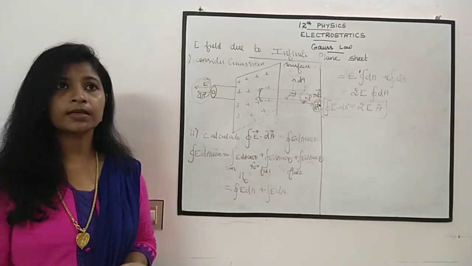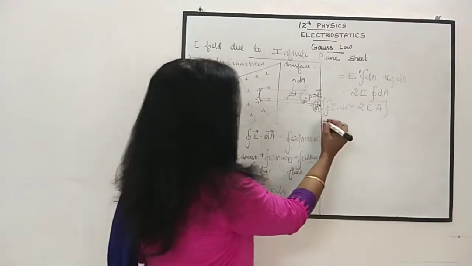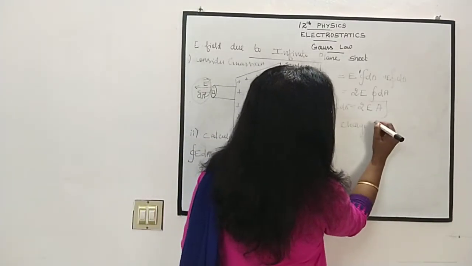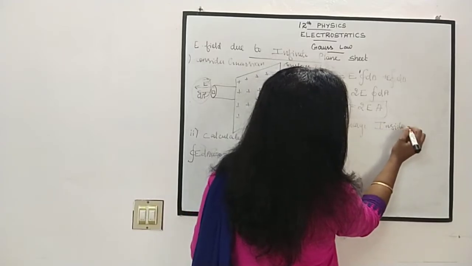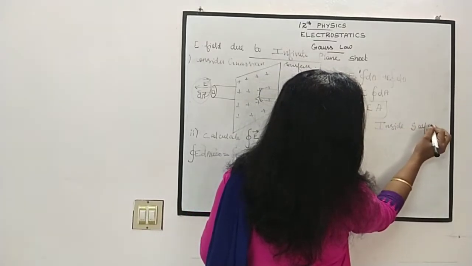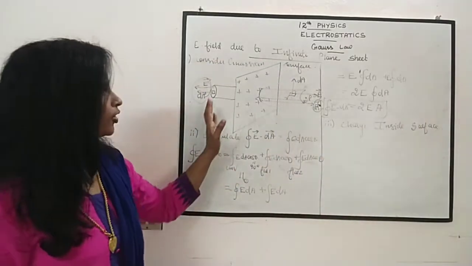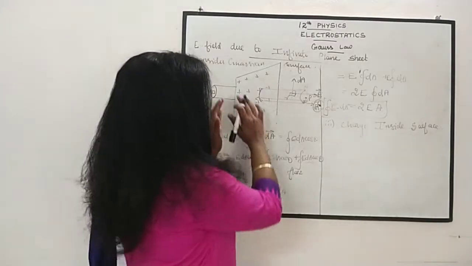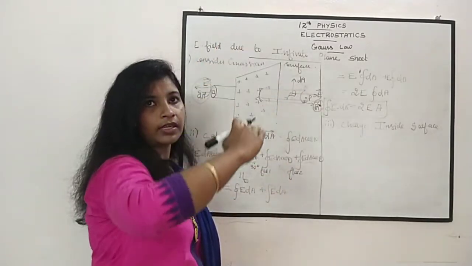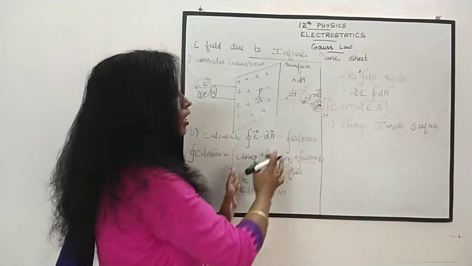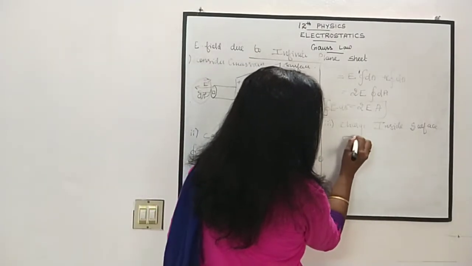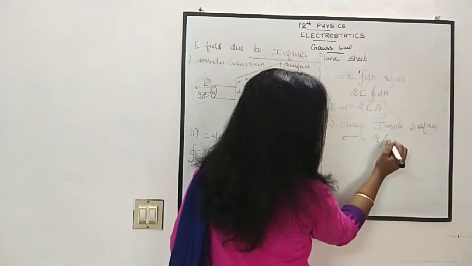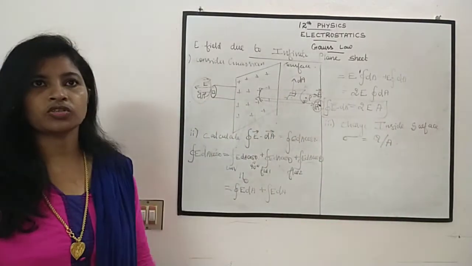What is our third step? Find out the charge inside the surface. Already I told you that for an infinite plane sheet, we take charge per unit area; if it were a line, we would take charge per unit length. This is an area, so take the charge density as sigma, equal to charge per unit area. So the third step is also over.